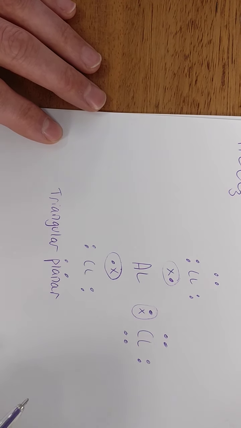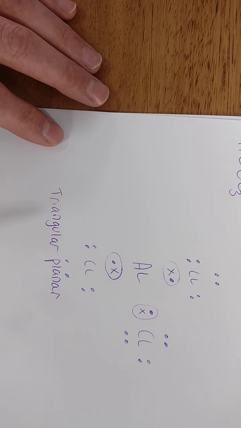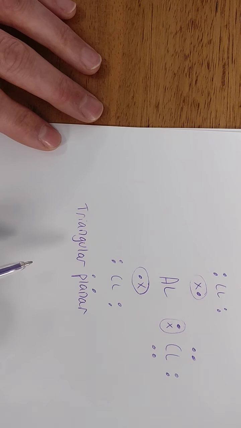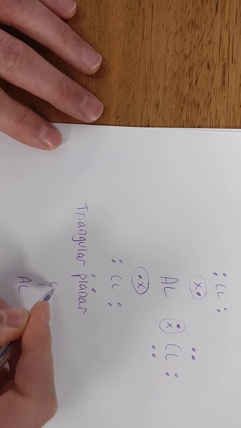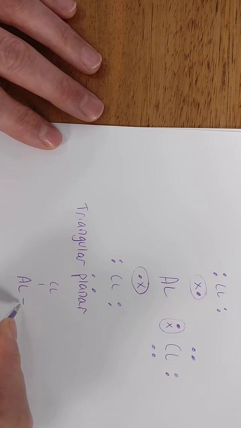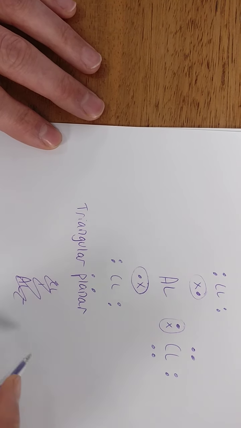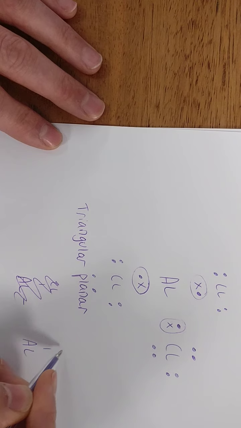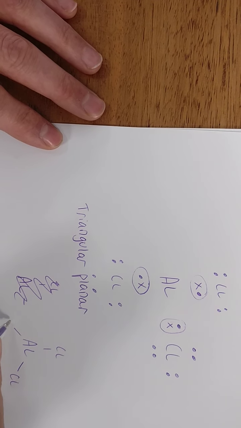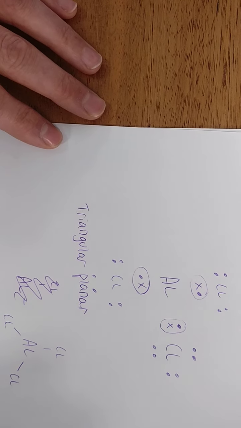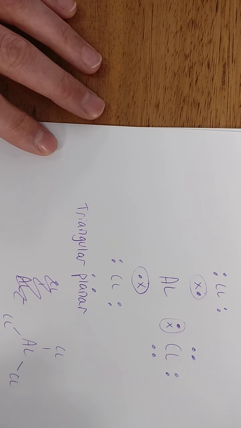So there is some memory required here as well as some understanding of how to draw the dot and cross diagrams. Just building up from that, if it is triangular planar, then the diagram that I'm drawing here, if I do it properly, would count as a 3D representation because the word planar means flat, and aluminium trichloride is a flat molecule.